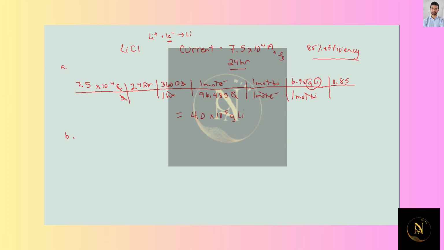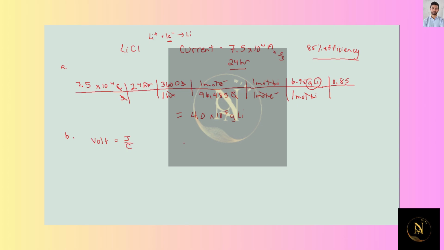In part B, we are asked what is the minimum voltage required to drive the reaction. So voltage, let's look at what a volt is. A volt is equal to a joule per coulomb. And so that's just to get an idea of what that is here.